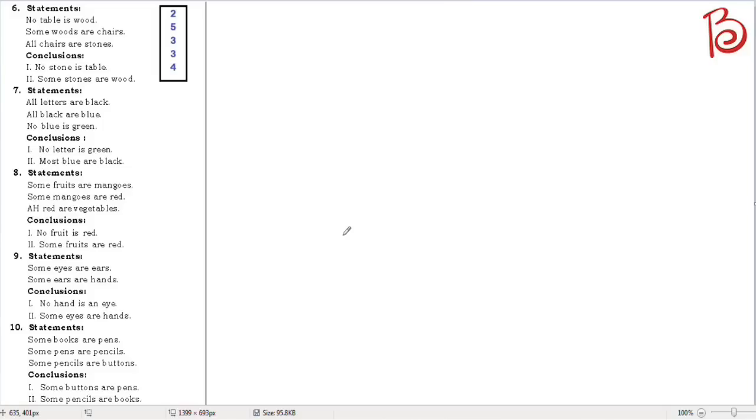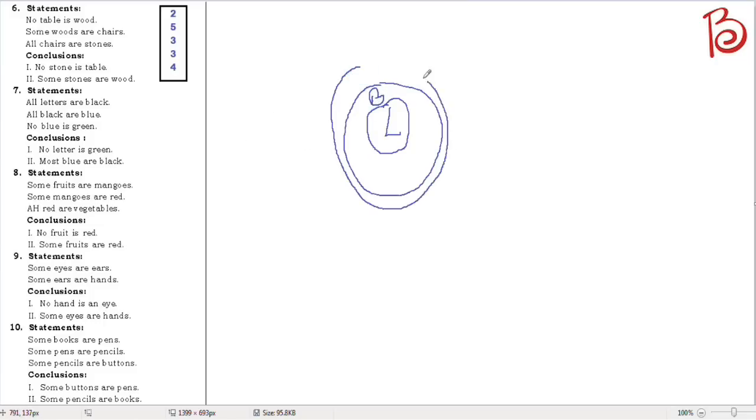Okay, now the next sum. All letters are black, so letters, and this is black. Okay, all black are blue, so this is blue, and no blue is green, so this is green. Okay, so this is the diagram. This is the diagram we have drawn using the statements which are given.